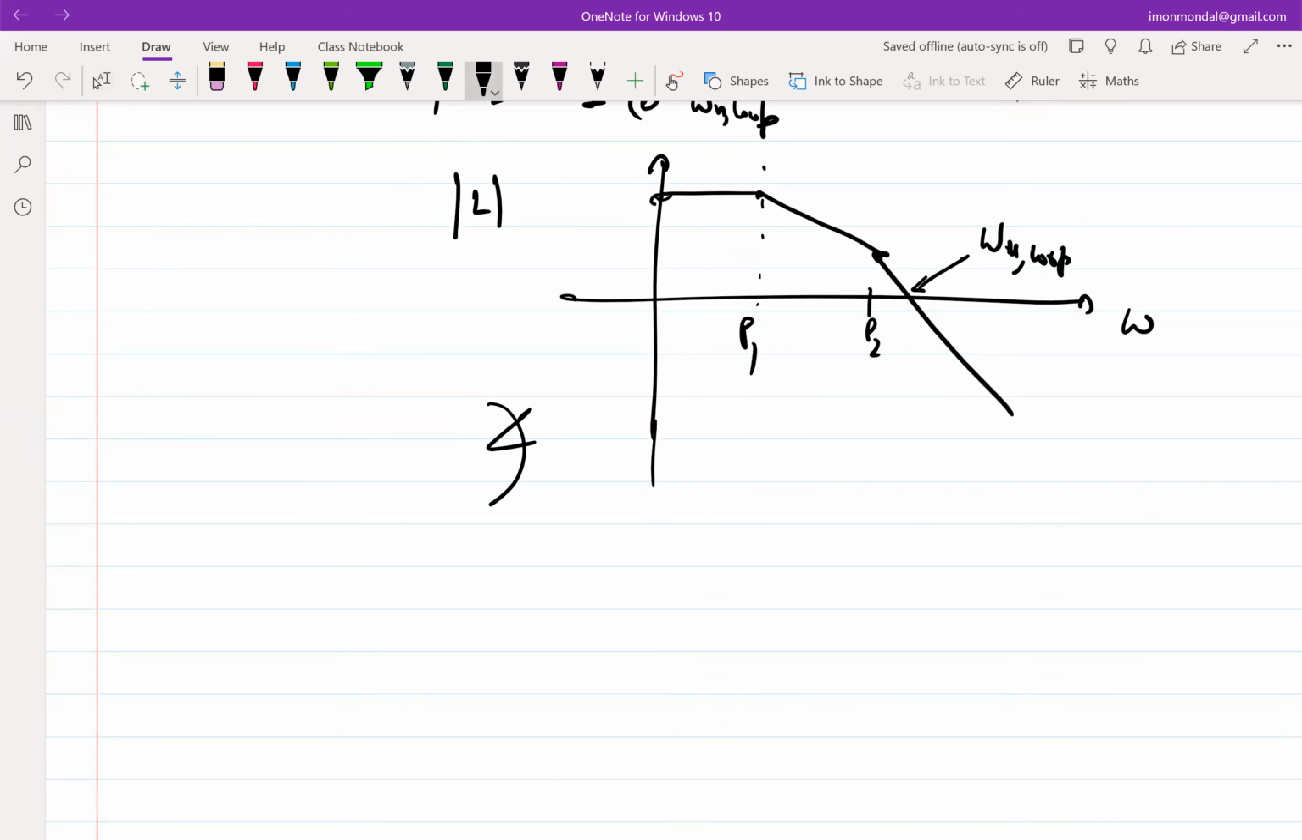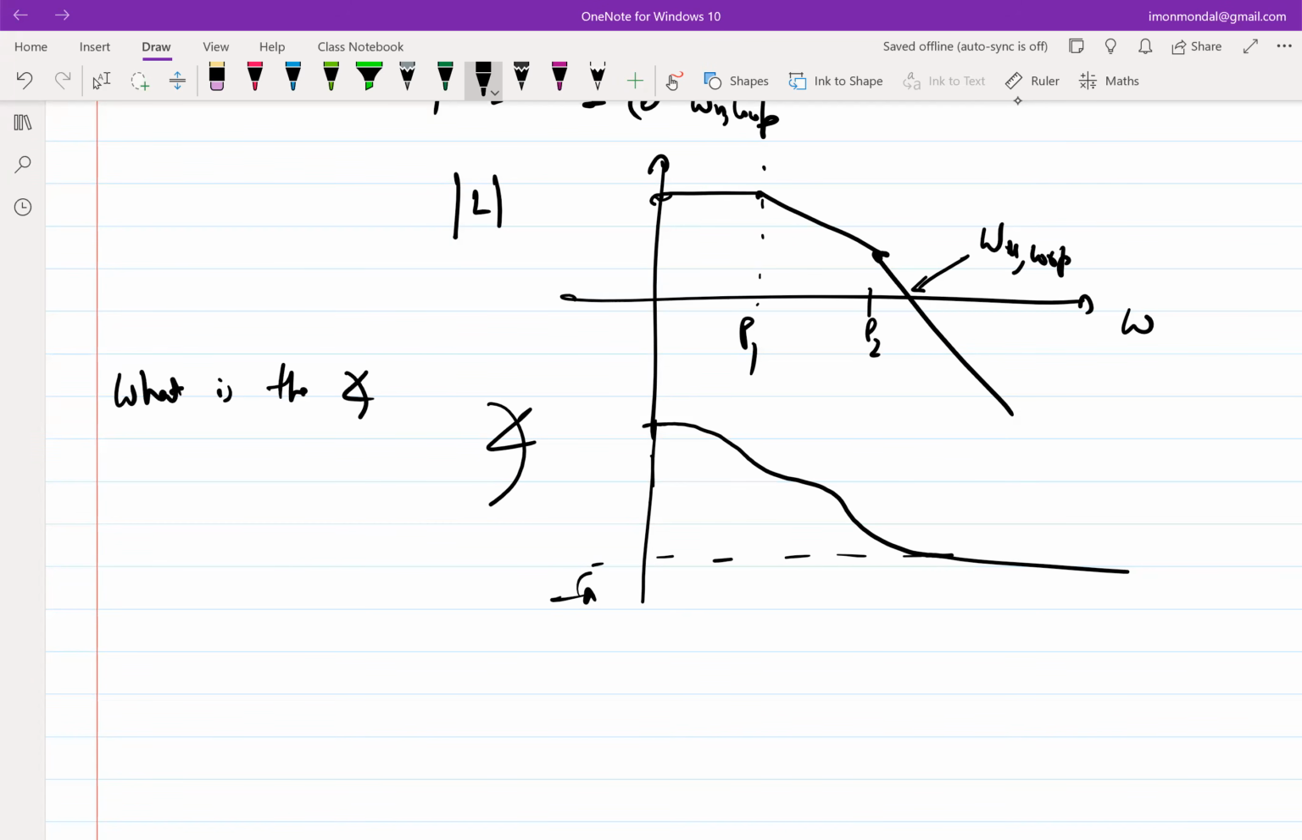So now what we need to do, we need to find out the phase. So let's plot the phase. It will do something like this, eventually go to -pi. And what are we looking for now? We are looking for the equivalent of mod of L equal to 1. Angle at mod of L equal to 1. Right? So what is the angle at omega U loop?